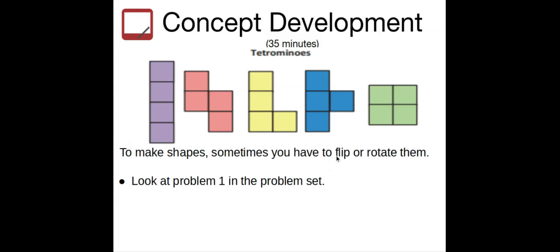So look at the problem. Number 1 in the problem set, it wants you to make, I believe, 2 rectangles. It's going to do a separate video. Yep, make 2 different rectangles.